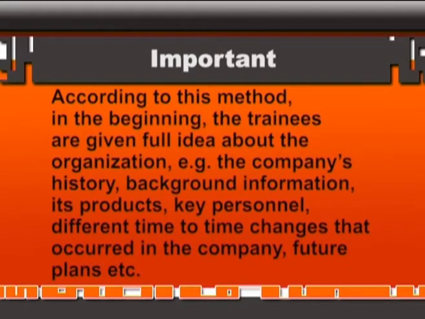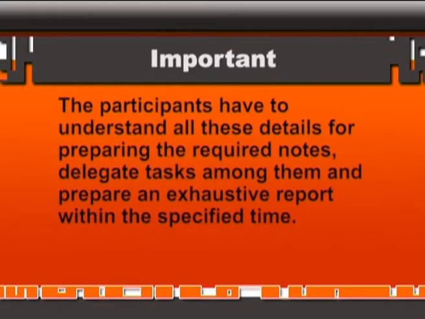Fourthly, the in-basket exercise. According to this method, in the beginning, the trainees are given a full idea about the organization, for example, the company's history, background information, its products, key personnel, changes that occurred in the company from time to time, future plans, etc. The participants have to understand all these details for preparing the required notes, delegate tasks among them, and prepare an exhaustive report within the specified time.